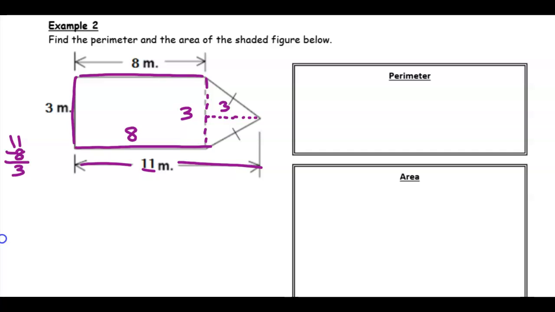So this little height is 3. Now, I need to find these missing hypotenuses. How do you say that? Okay, so if you remember the warm-up, how do you think I can figure these out? What am I going to have to use?